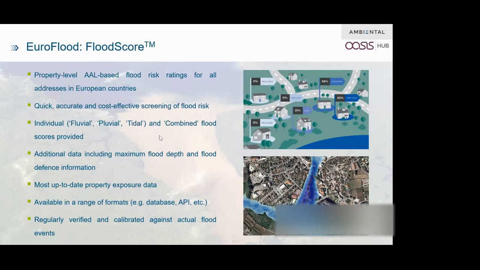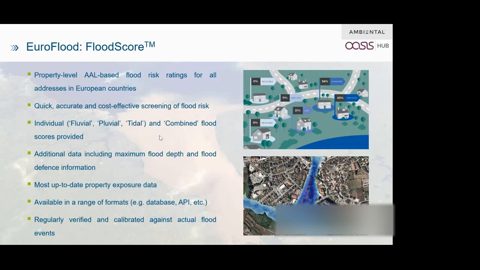For each individual property, a combined risk rating is provided in addition to individual scores for each flood source. So essentially, FloodScore gives a measure of the likelihood and severity of flood risk at the property level, and it also includes supplementary information such as the maximum flood depths for all modelled flood sources and return periods, and also other metrics are available, such as annual damage ratios, which are relevant to the insurance sector.